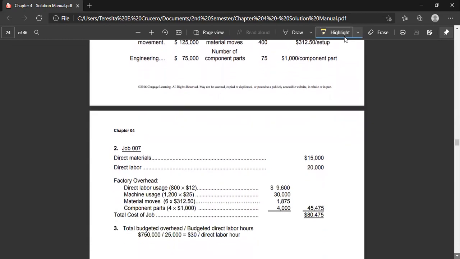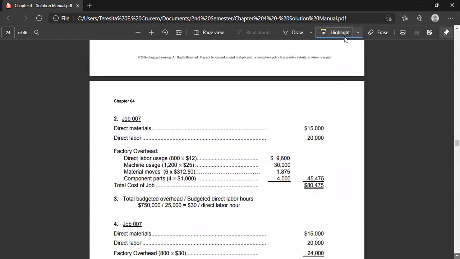Now, in requirement number 2, job 007 required $15,000 for direct materials, $20,000 for direct labor, 800 direct labor hours, 1,200 machine hours, 6 setups, and 4 component parts. Determine the cost of job 007.